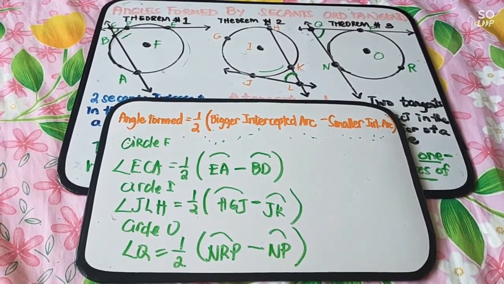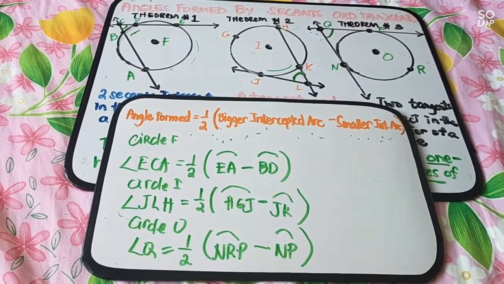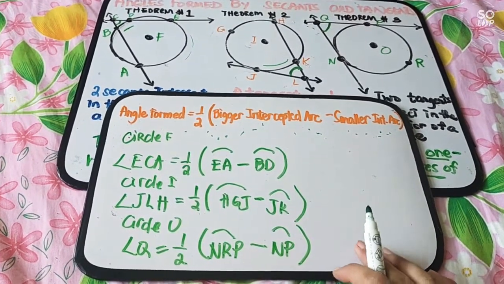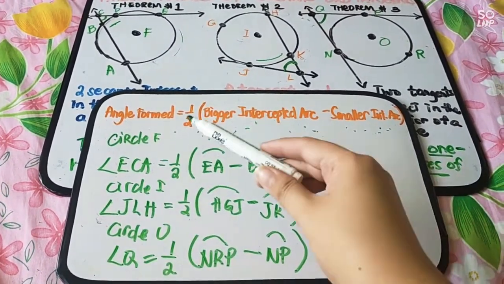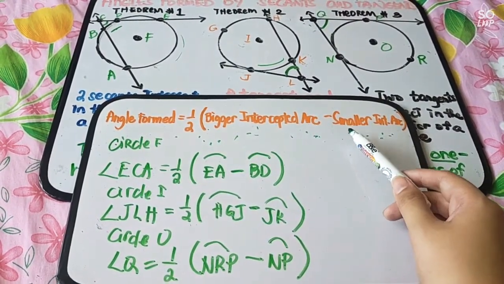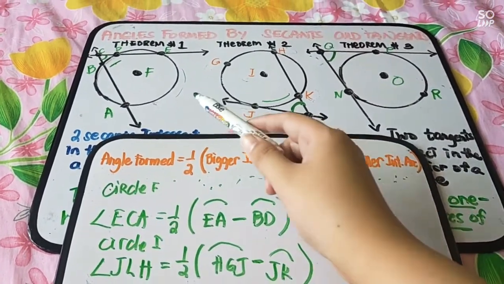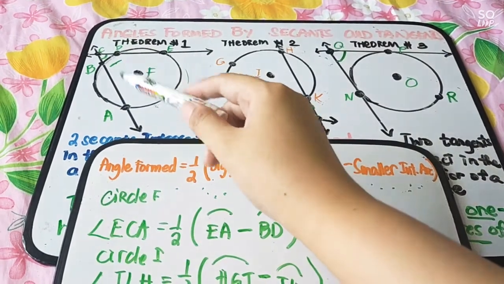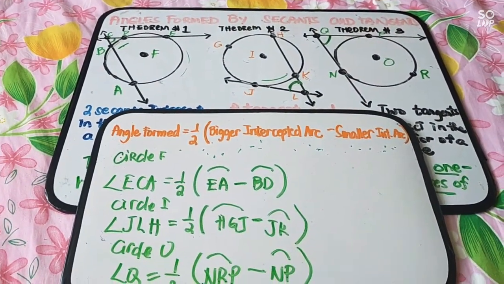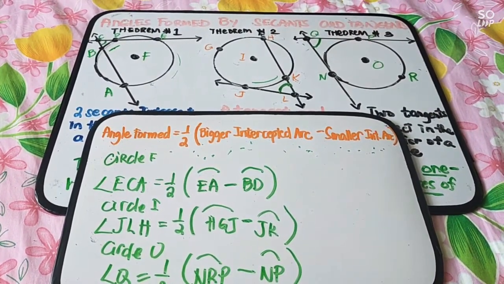So, the exterior point is outside. Whether it is a secant or a tangent that intersects, this will be your formula. The angle formed is equal to 1/2 of the bigger intercepted arc minus the smaller intercepted arc. The intercepted arc is the arc enclosed within your angles. Is it clear? Okay? Now, let's move on to the next two theorems.